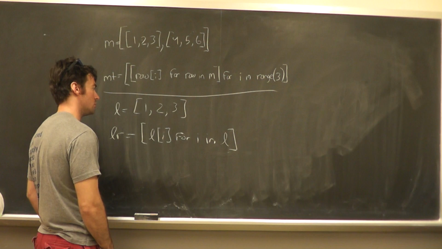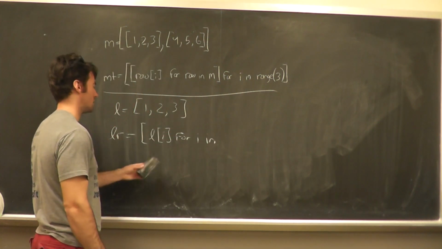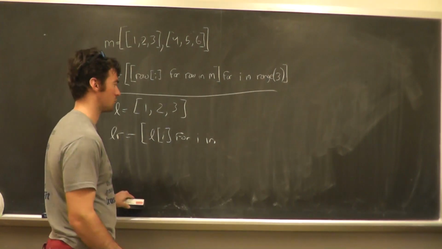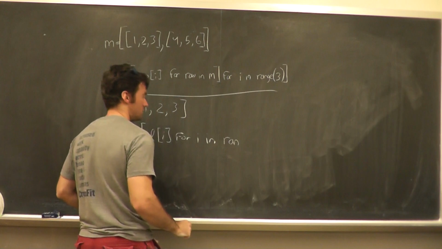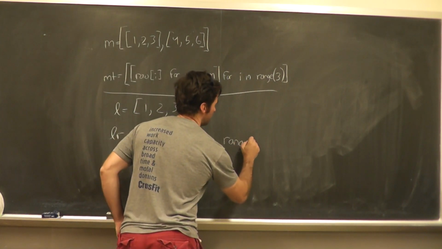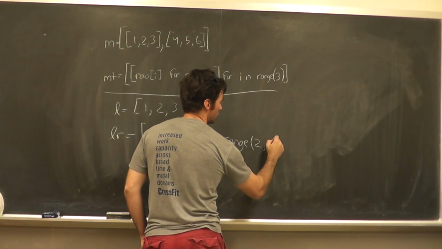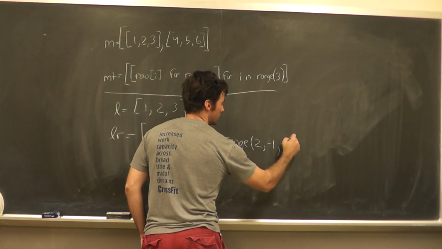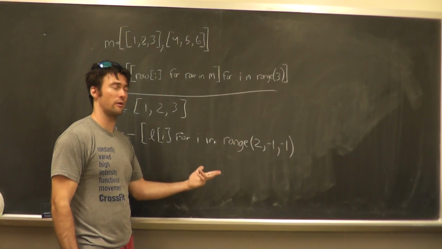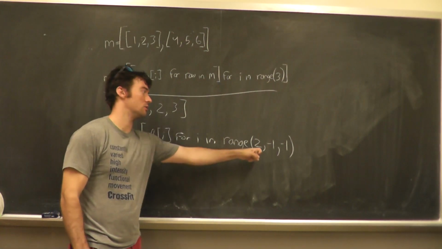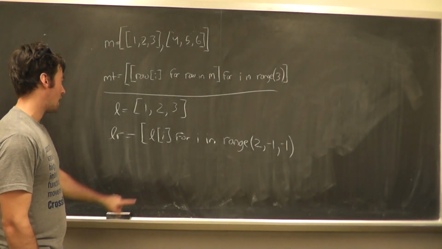Or maybe, no, forget that. That's not what I want to do. That doesn't make sense, that was not going to work. Let's do range from 2 down to -1 in increments of -1. So it's going to be 2, 1, 0, and then it's going to stop. It's not going to include this -1. Okay? So how does this work?